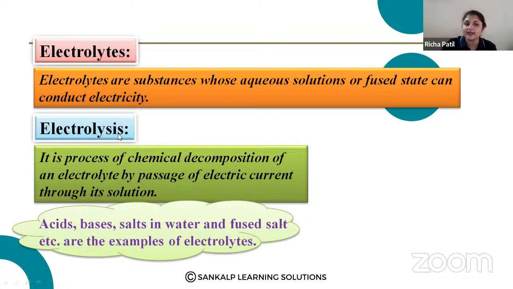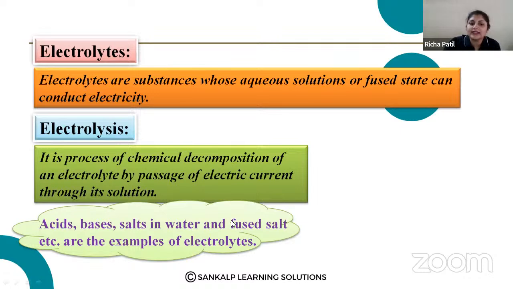Next is electrolysis. What do you mean by electrolysis? When you supply electric current, what happens? There will be decomposition of an electrolyte when you pass electricity through a solution. Chemical decomposition takes place. When you pass electricity, all the ions of one particular type get accumulated at one particular place. So electrolysis, when you supply electric current, there will be chemical decomposition.